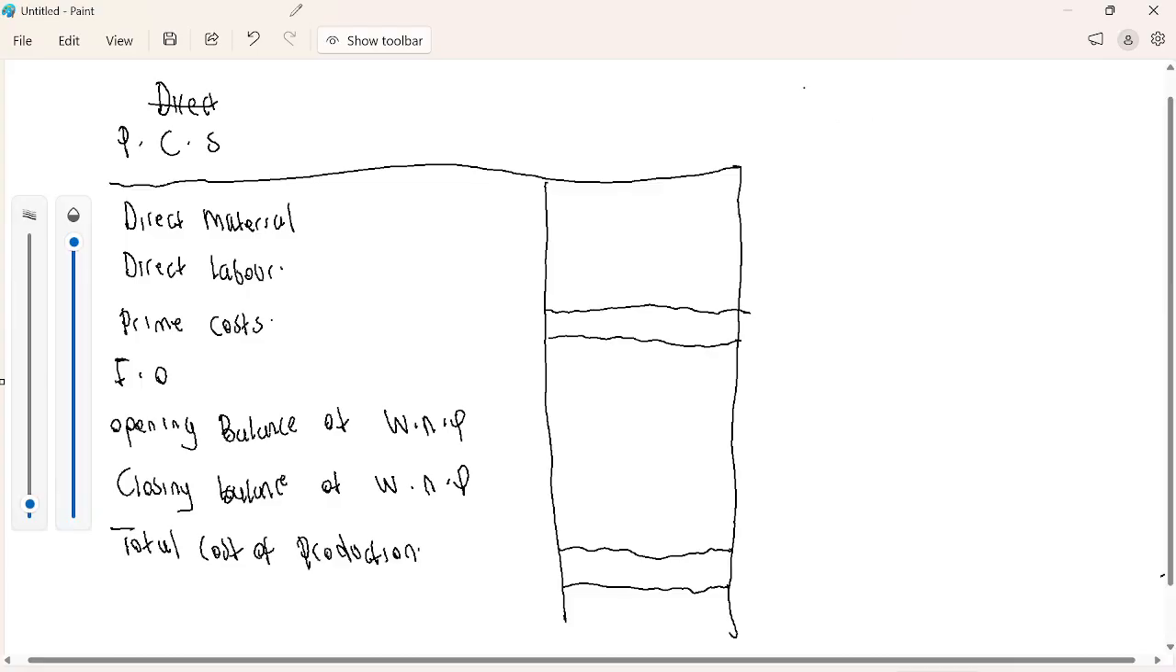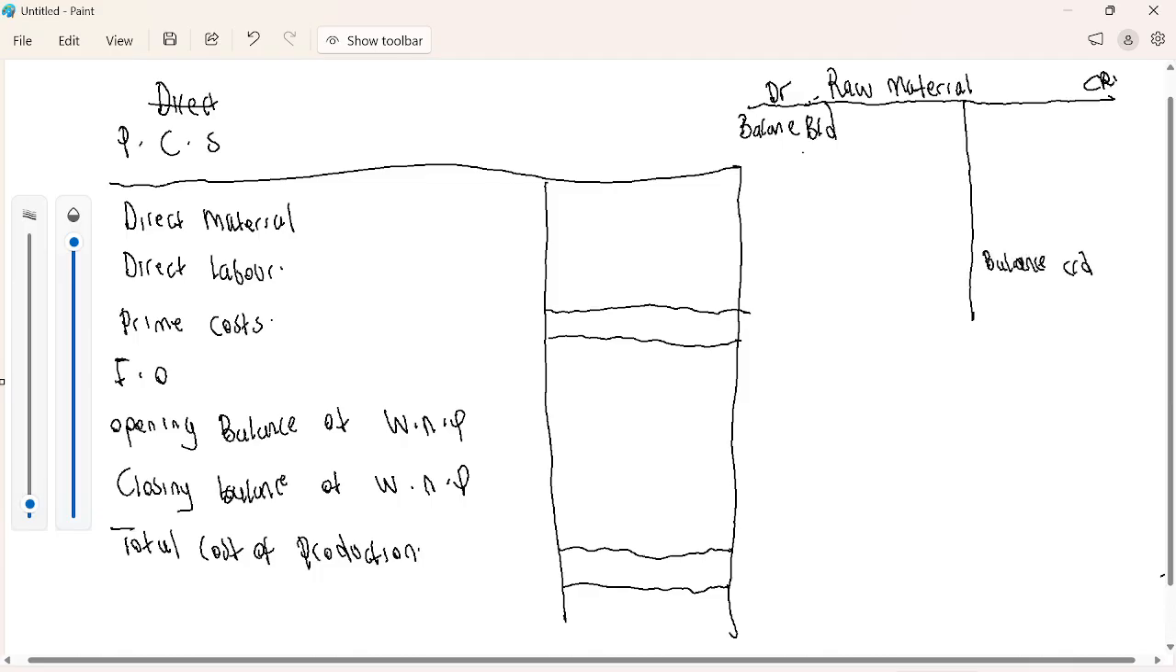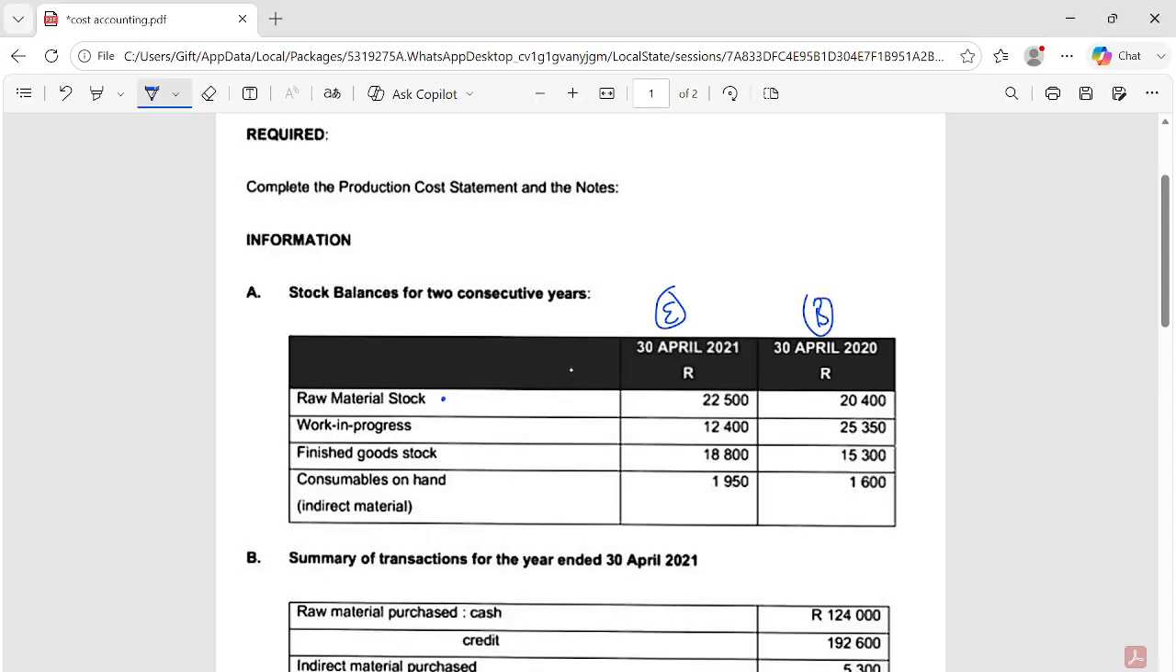Then I'm going to do a T account for grade 11s, which is raw material. Raw material account, which is debit and credit, right? So what are we going to do? We're going to start with the what? The balance at the beginning. So I'm going to say balance brought down. We're going to look for balance brought down and balance carried down. Balance at the beginning, there's the balance at the end, right? Now let's come here. Balance at the beginning is 20,400, 22,500.